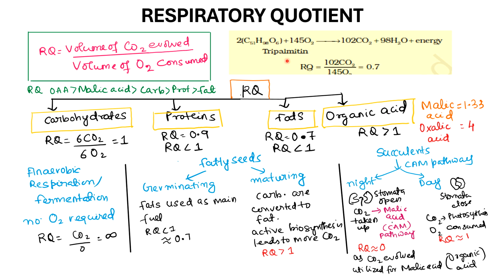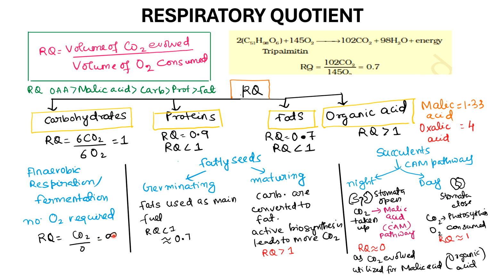Okay. Now let's calculate what would be the RQ value for a fat, that is tripalmitin. You see 102 carbon dioxide units are produced divided by 145 oxygen which is utilized, giving the net 0.7 RQ for tripalmitin. Okay, if the question comes like that, it would be very easy for you to calculate. Now, let us see what is the RQ in case of fermentation. Fermentation is an anaerobic process. No oxygen is used and RQ hence becomes something divided by 0.